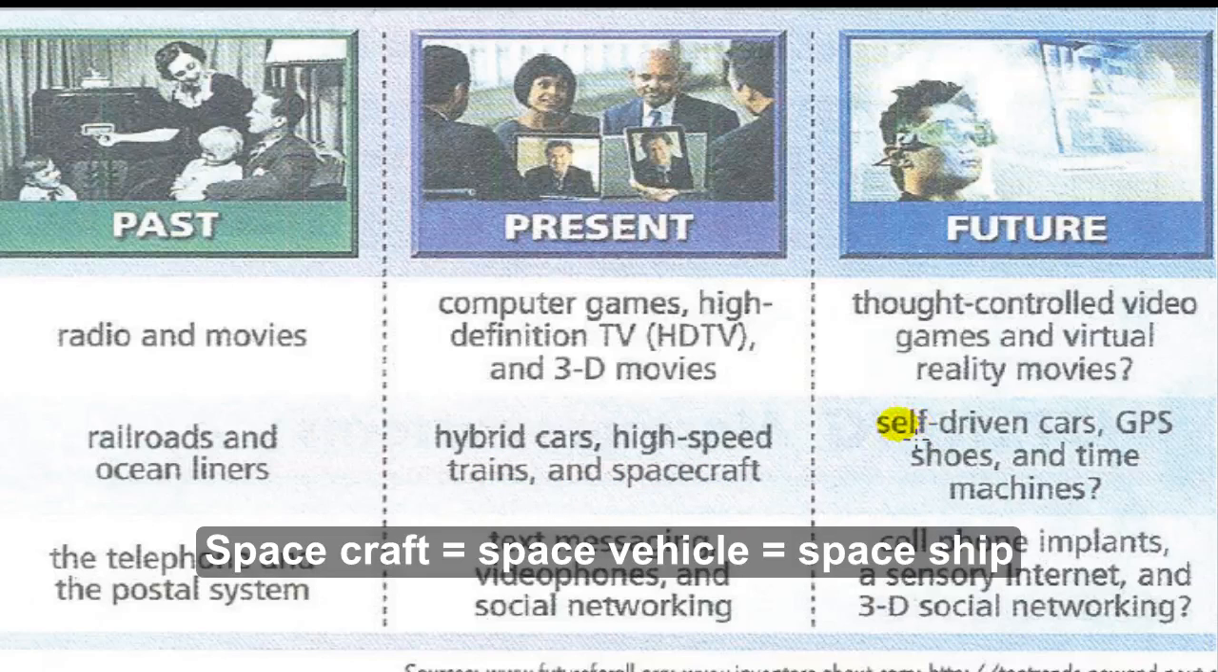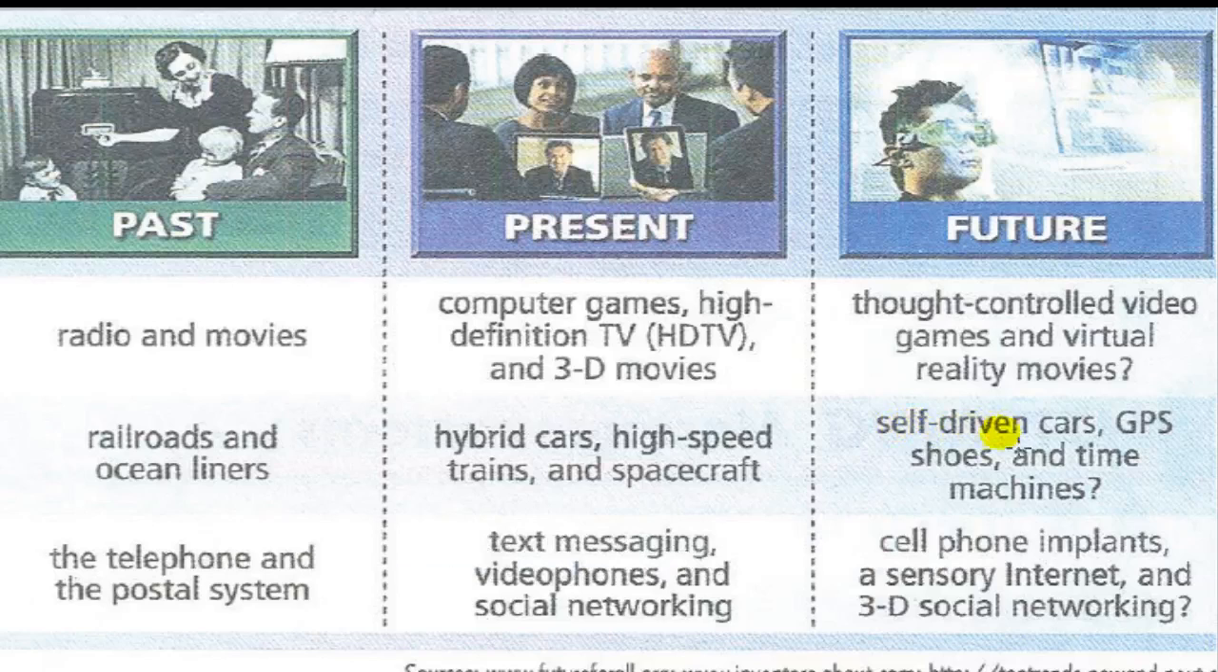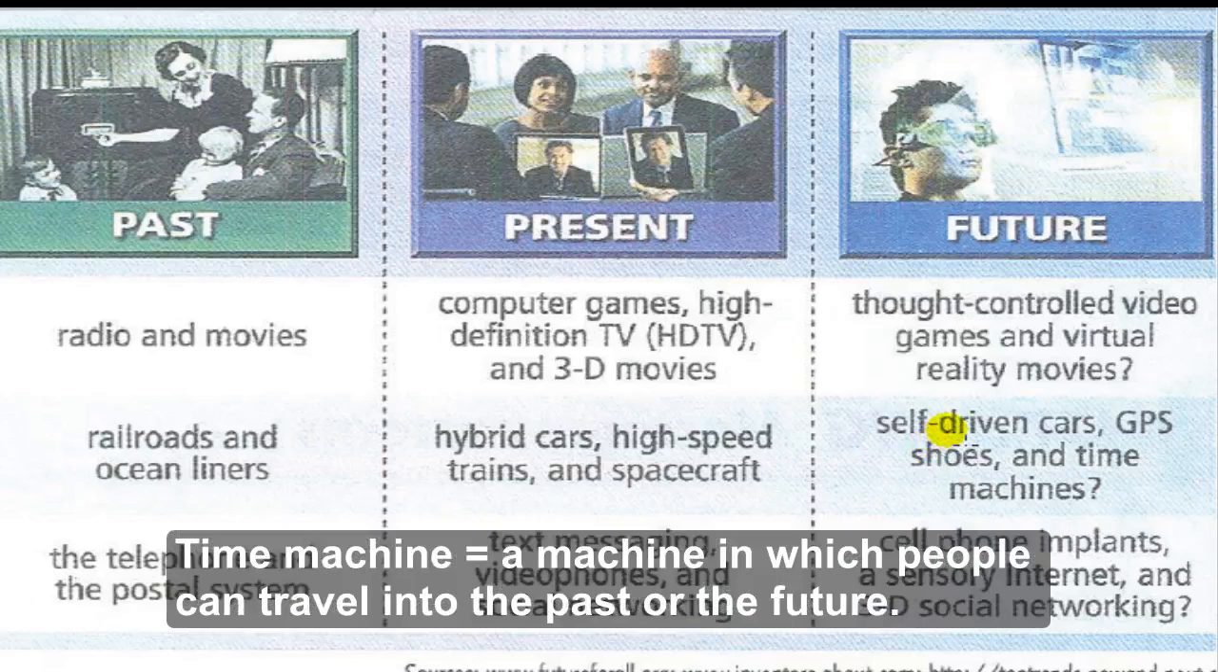In the future, we're going to use self-driving cars. You don't need to drive the car. You don't need a driver. There is a program in the car. You tell the car, go home. Go to Cairo, for example, to the Doki area. So the car moves to Cairo Governorate, Doki area. GPS, global positioning system. The GPS shoes that use GPS. And time machine.